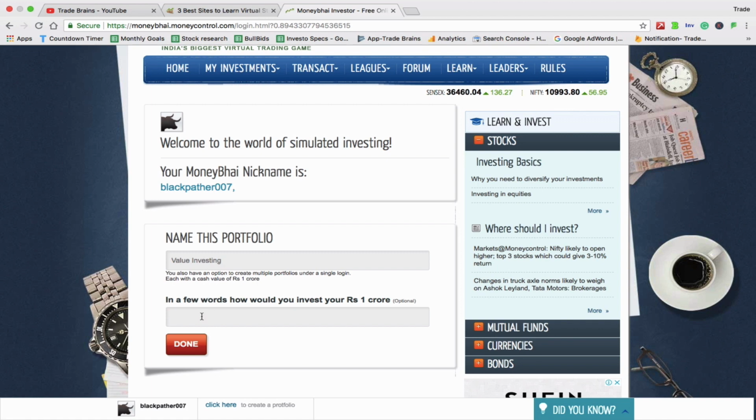And you have to write here a few words about how you will use 1 crore to invest. So let's say here I write that I want to invest in undervalued stocks that are trading at a discount. You can write whatever you want, but just for simplicity I wrote the definition of value investing and click on done.